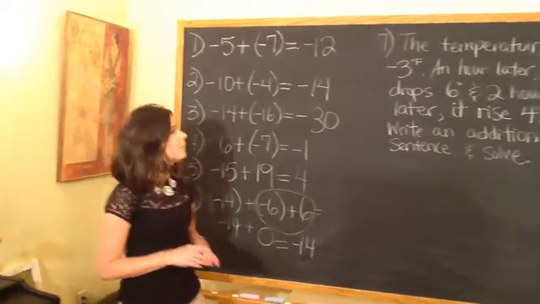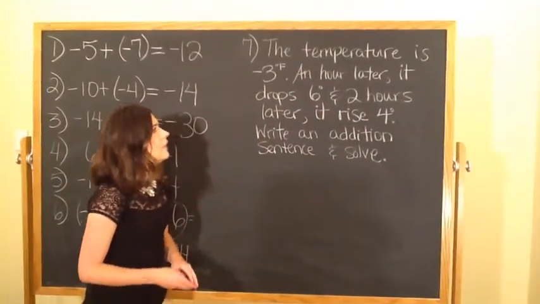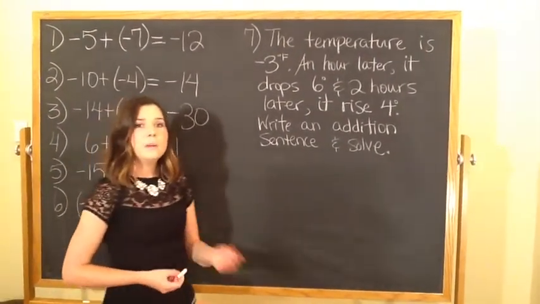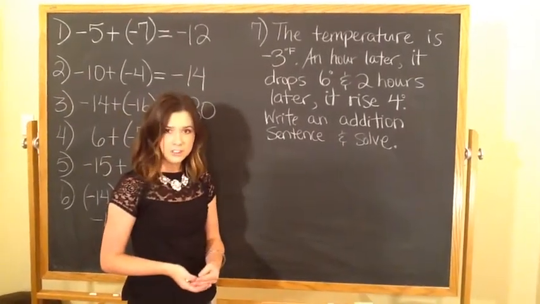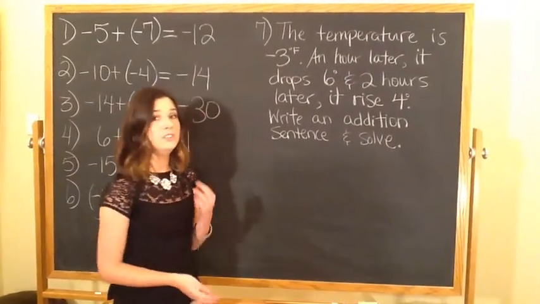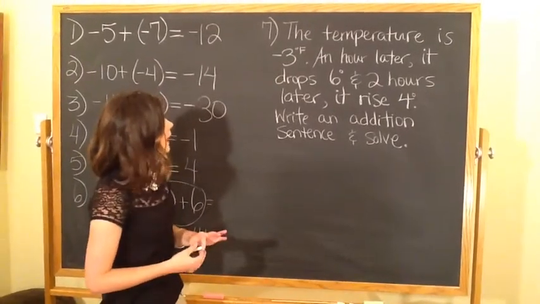All right, let's go ahead and look at number 7. This one's a word problem, so we're going to have to be able to come up with the equation, and we're going to have to solve it. So we're going to have to do 2 different things for this one. Okay, let's read it together.